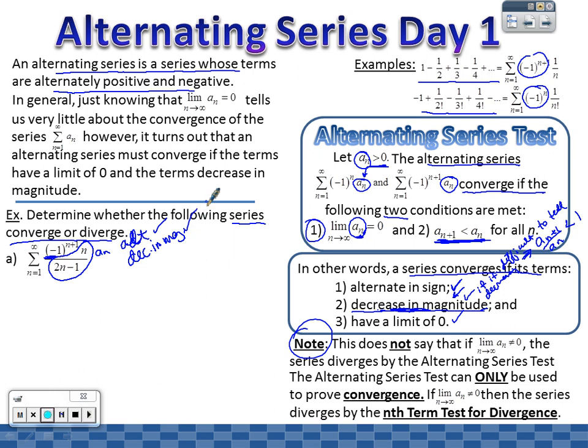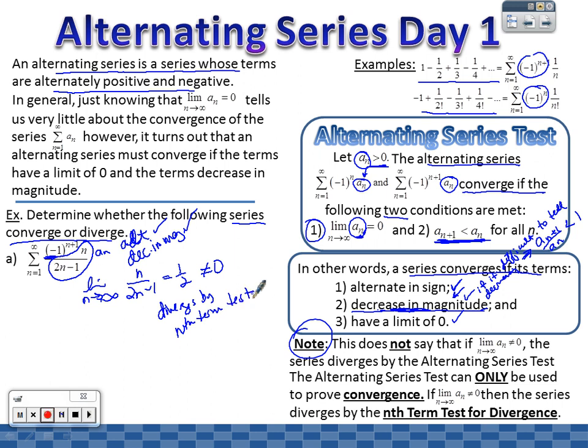Okay. Our third test is to take the limit. The limit as n goes to infinity of n over 2n minus 1. Okay, so we look at that and we get a half. Oh, that's not 0. So this alternating series diverges, right? But it doesn't diverge by the alternating series test. It diverges by the nth term test. So we say diverges by the nth term test.